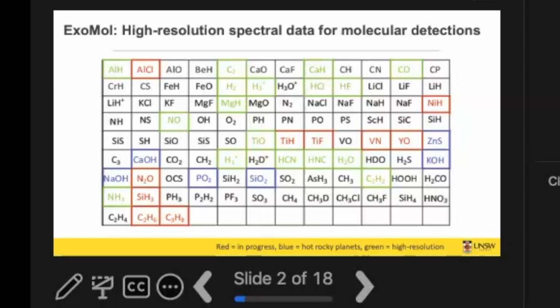If the one you're interested in is not there, by all means, rely on astronomers coming up to us and going, we don't have data for that. Can you help us out?